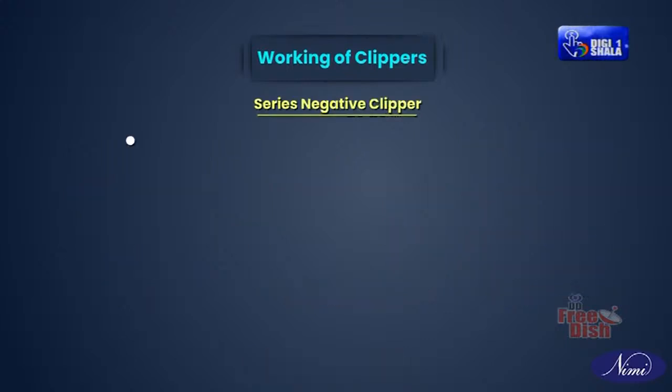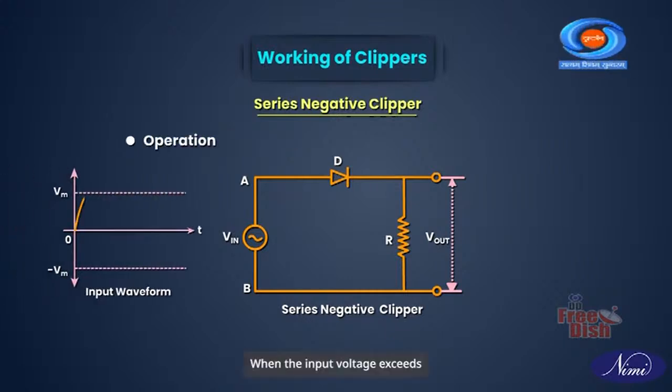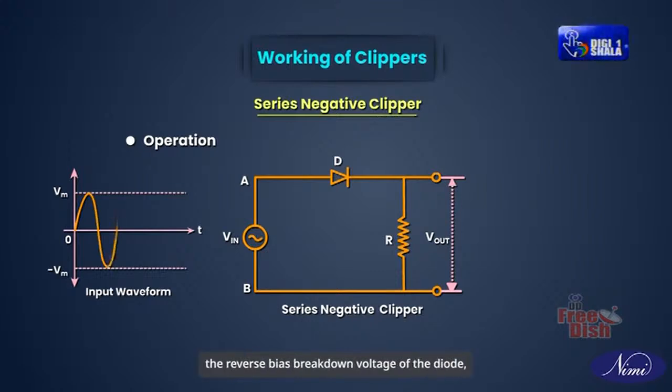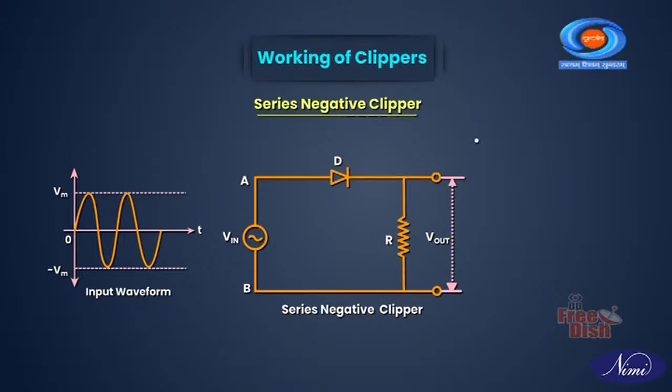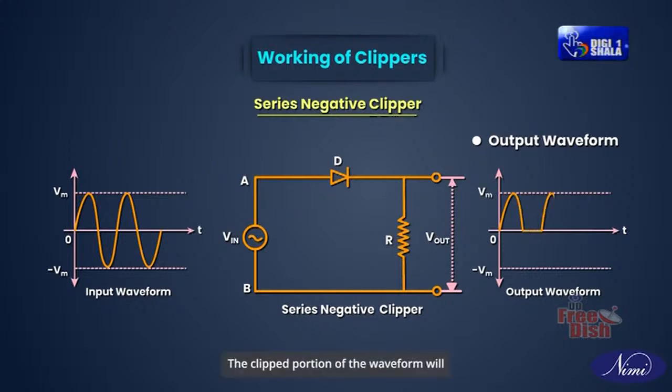Series negative clipper. Circuit configuration. In a series negative clipper, a diode is connected in series with the input signal source and a load resistor, but with the diode oriented in the opposite direction compared to the positive clipper. Operation. When the input voltage exceeds the reverse bias breakdown voltage, the diode conducts in reverse bias. Output waveform. The output waveform will have its negative peaks clipped. The clipped portion of the waveform will appear flat at this voltage level.